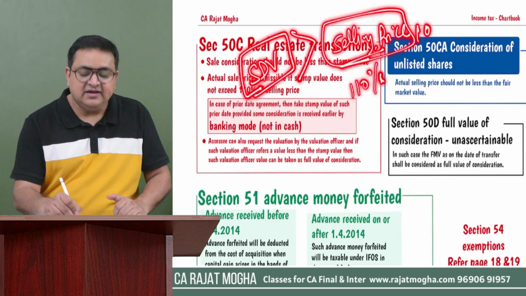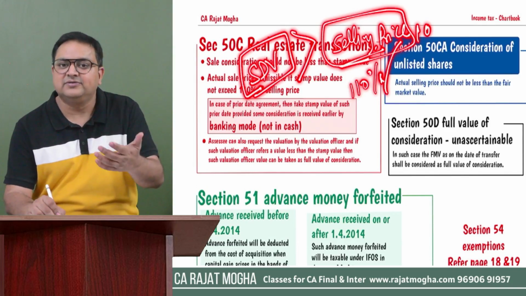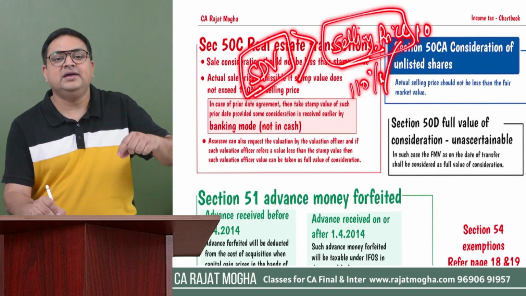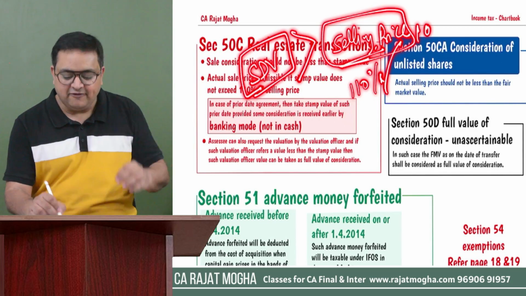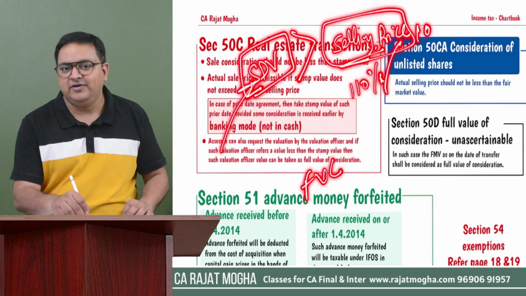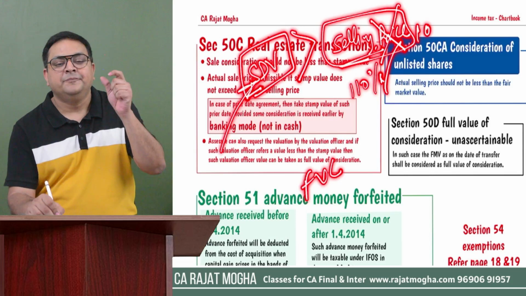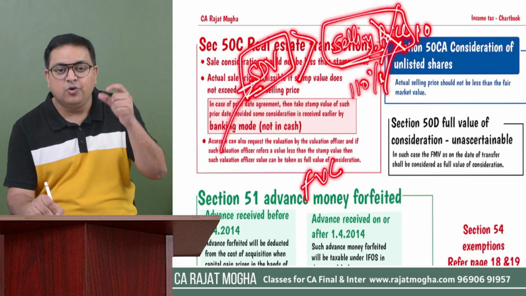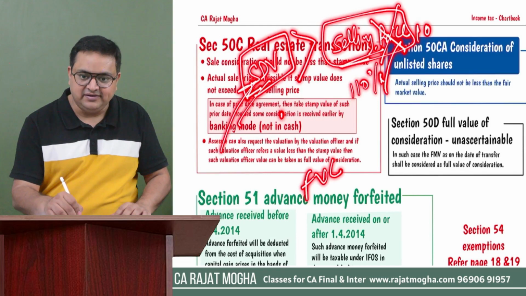If SDV is more, even after adding 10%, that is, even after taking 110% of the selling price, then you have to take the SDV as the full value of consideration. Please don't take his selling price, because the variation is more than 10%. In that case, you have to take the full value of consideration as SDV, right?